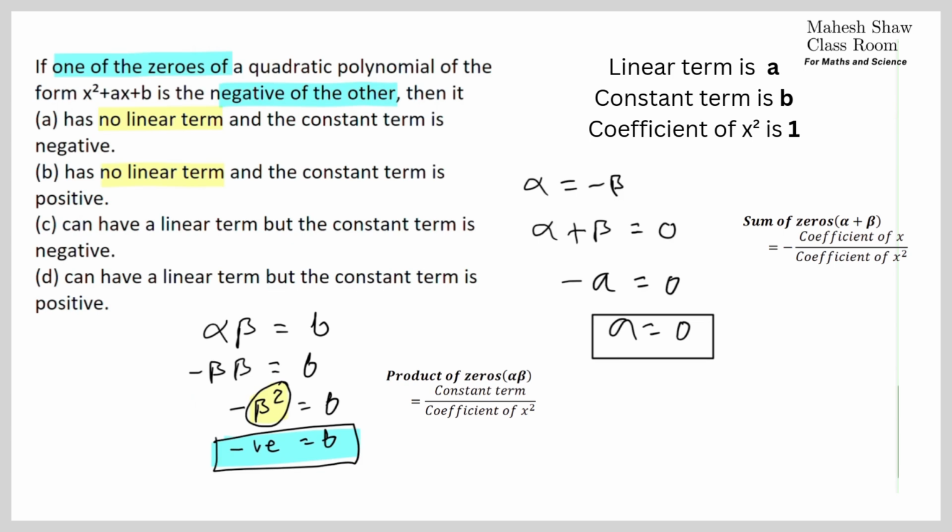We concluded that b is negative here, and b, you can see from here, is the constant term, and the constant term is negative. I can see in the first option, that is constant term is negative. So the correct answer will be option A. That is, the first one is correct.